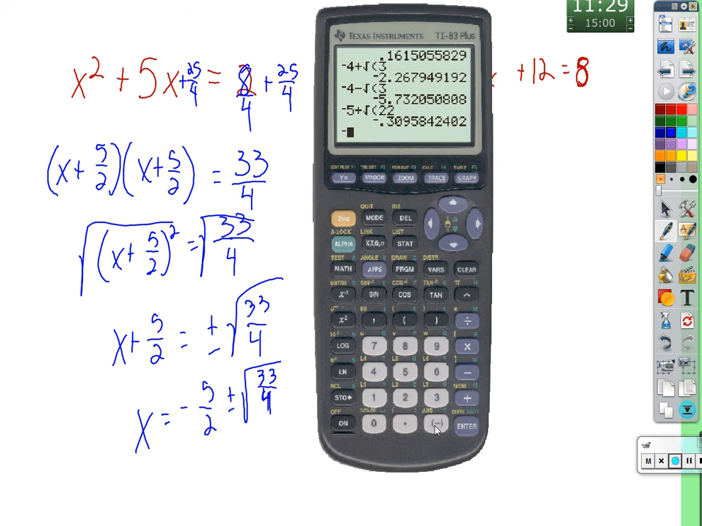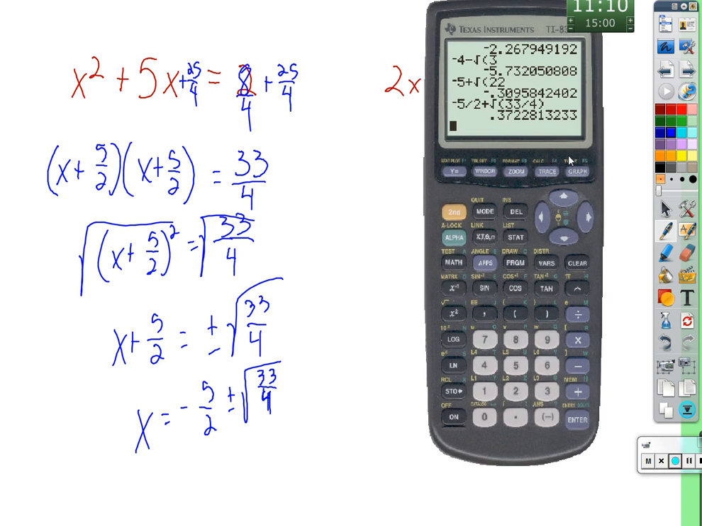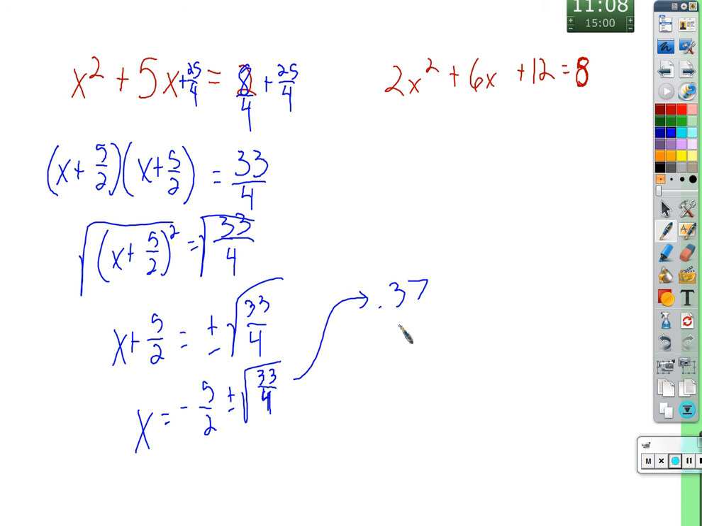So if I'm going to do this all at once, it's like negative 5/2, right? Just use the divide, and that gives me negative 5/2, plus the square root of 33/4. Just going to make sure that all the fraction makes it inside the parentheses of the square root. 0.37. It works.